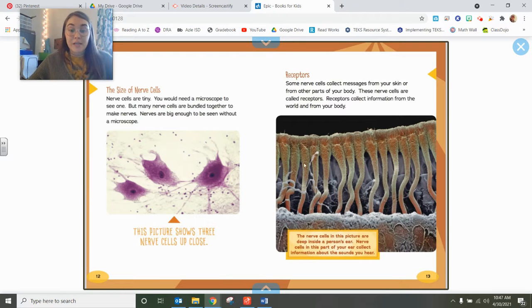We have so many pictures. That's a text feature. Why would they include pictures in a nonfiction book? Sometimes chapter books, fiction books, they don't have pictures. So why, think right now, pause the video, why would we include pictures in a nonfiction book? Well, pictures help you as a reader picture what is going on. You guys don't know what nerves look like. You don't know what your nervous system looks like. So they put pictures in the book to help you try and understand that a little bit better.